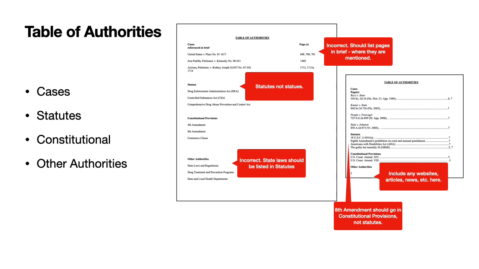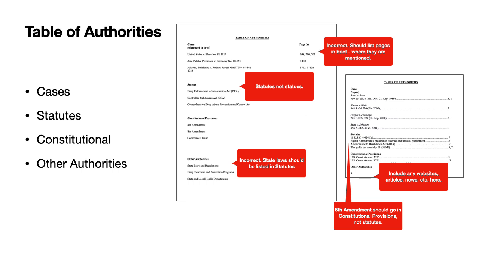We want statutes, not statues, so make sure you've got that spelled correctly. And then state laws and regulations should go in the statutes section, not in the other authorities section. Also, if you're going to say something like drug treatment prevention programs, you actually need to list, is it a website, is it a pamphlet? What do you mean? You have to provide the actual information. If it's a website, you just put the web address in there. And you want to make sure you have all four of these categories.